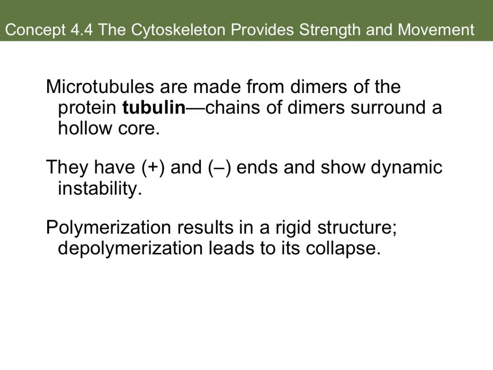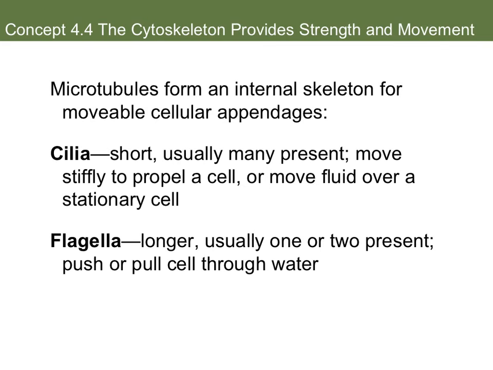Microtubules are made from dimers of the protein tubulin. Chains of dimers surround a hollow core. They have that negative and positive end that show dynamic instability, and polymerization results in a rigid structure. Depolymerization leads to its collapse. Microtubules form an internal skeleton for movable cellular appendages, such as cilia and flagella.